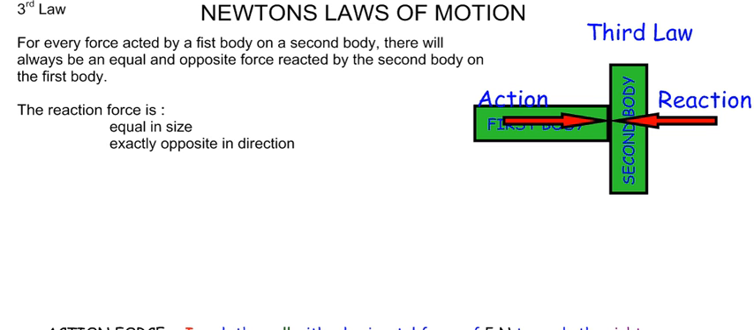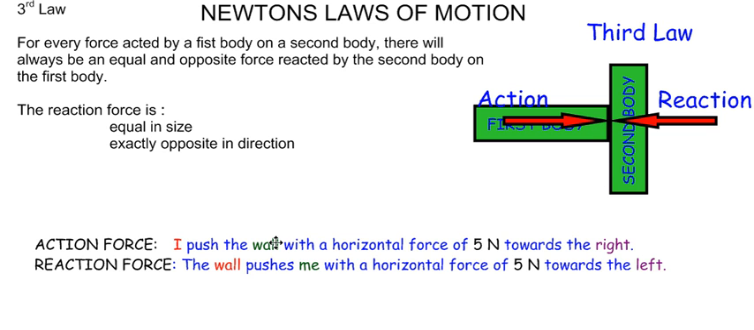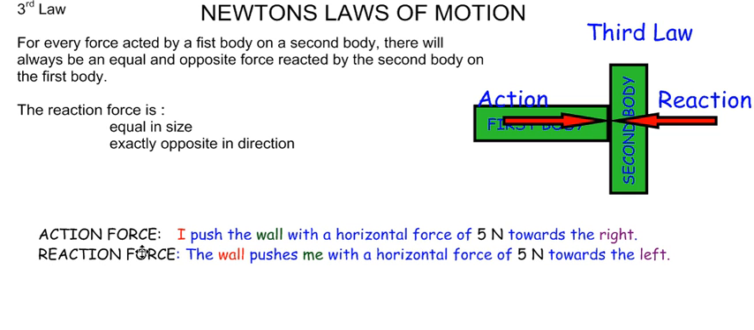So let's look at another example of an action force. If the action force was a push of me on the wall, so I push the wall with a force in a particular direction, let's say horizontal, with a size of 5 newtons towards the right. So I'm pushing the wall towards the right with 5 newtons. There are two bodies here. The first body is I, and the second body is the wall. So if I push the wall, then the wall will push me.